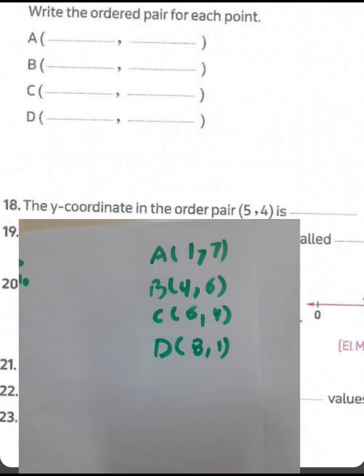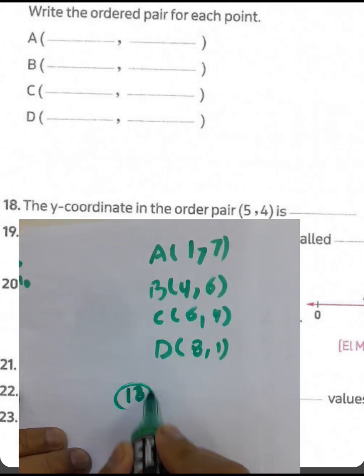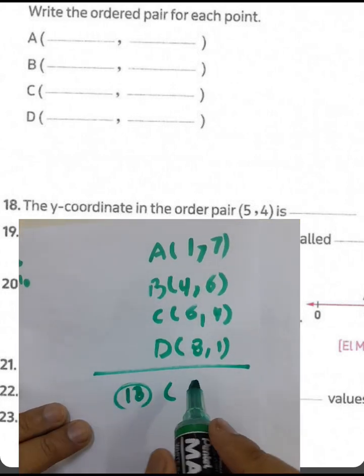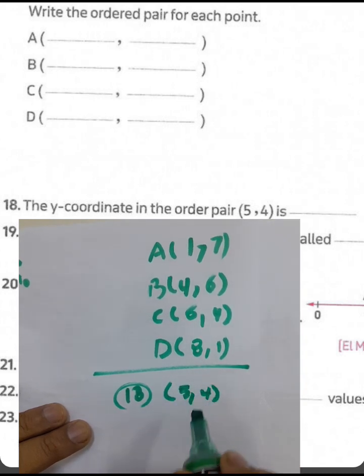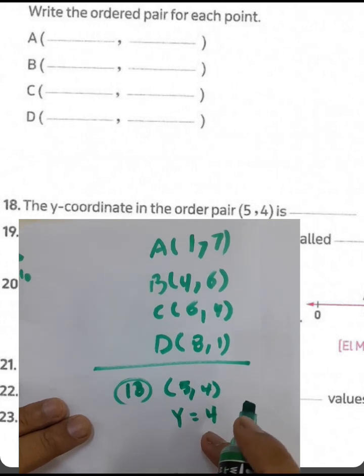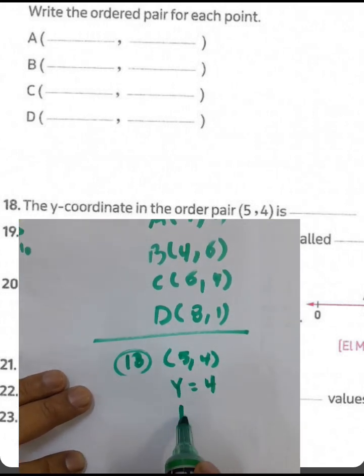Next question. Question 18. The y-coordinate in the pair, we have the ordered pair here. He gives us this ordered pair, 5 and 4. He wants to find y. The y-coordinate will be 4. In the result, he writes 4 in the space. Write 4 only. Okay?